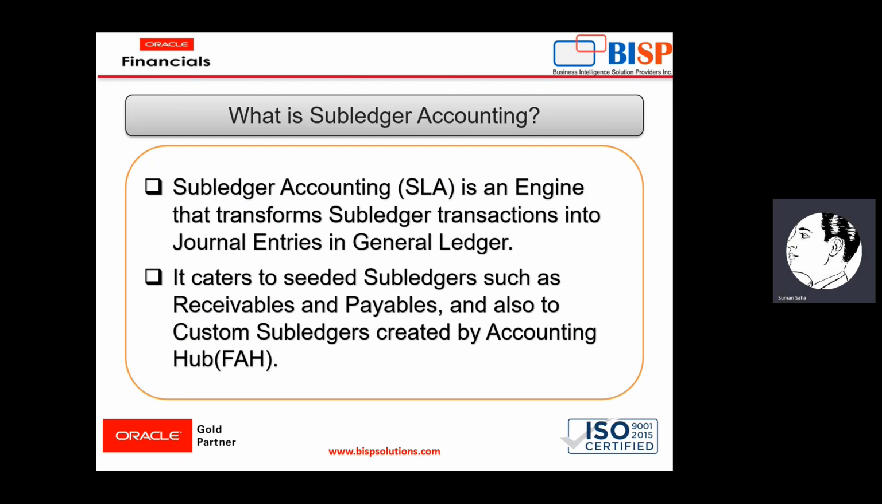So you can have a subledger such as the receivables module, that is AR, AP, that is payables, fixed assets, FA, cash management, CM, and you can have a custom subledger, for which, through Fusion Accounting Hub, you can transform the same.